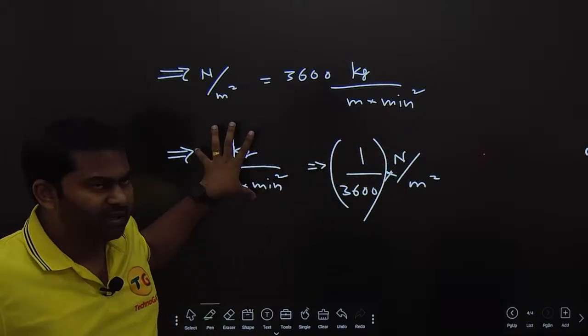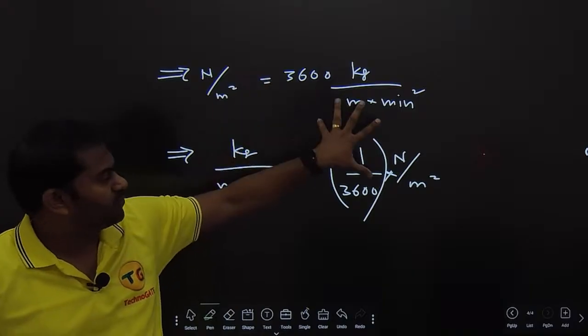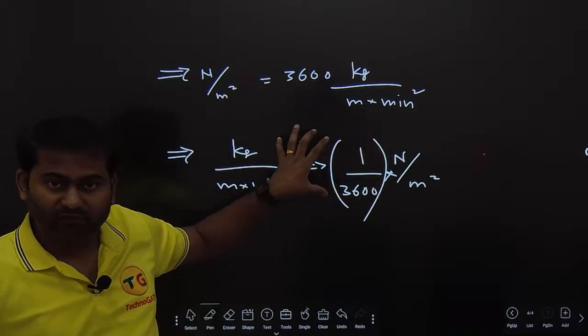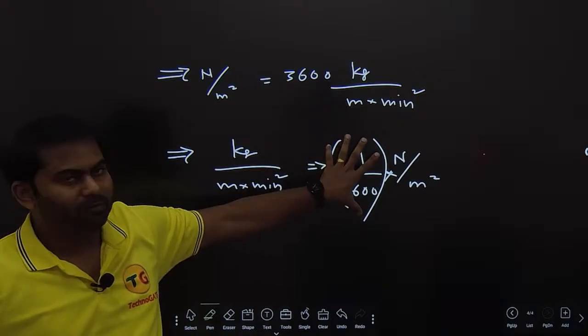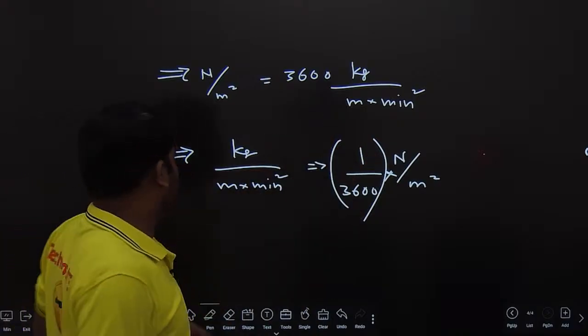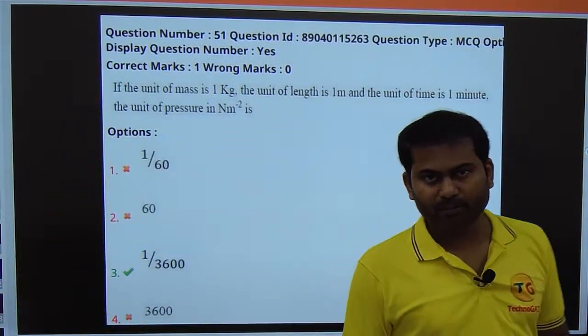అంటే for every kg per meter into minute square ఏదైతే ఉందో ఆ ప్లేస్లో మీరు ఇది సబ్స్టిట్యూట్ చేసుకుంటూ వెళ్ళాలి. So the factor with which you are multiplying the things is 1 by 3600. That's what they're asking in this question. And hence the answer for this question is option number 3.